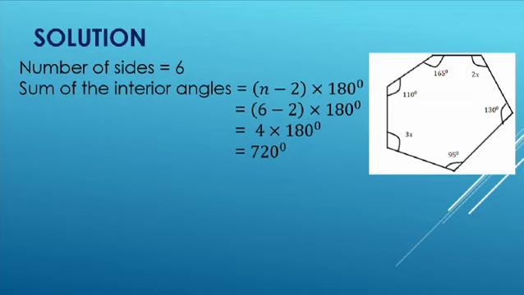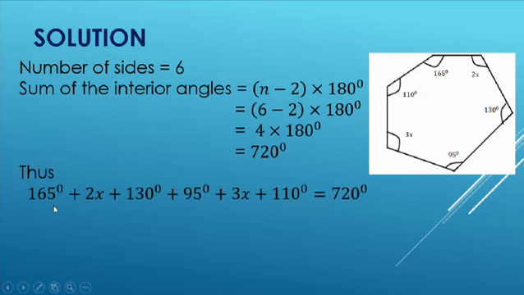What do we need to do now? Remember, we need to find x. So when we add all these angles that you can see here, you're going to have 720 degrees. Let's write this equation. So 165 degrees plus 2x plus 130 degrees plus 95 degrees plus 3x plus 110 degrees equal to 720 degrees. We simplify it. We're going to have 5x plus 500 degrees, which is equal to 720 degrees.